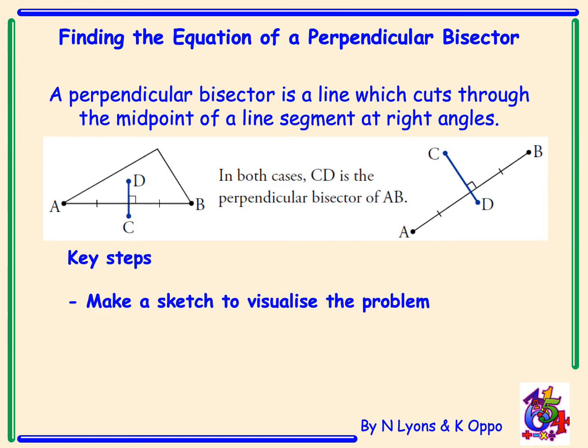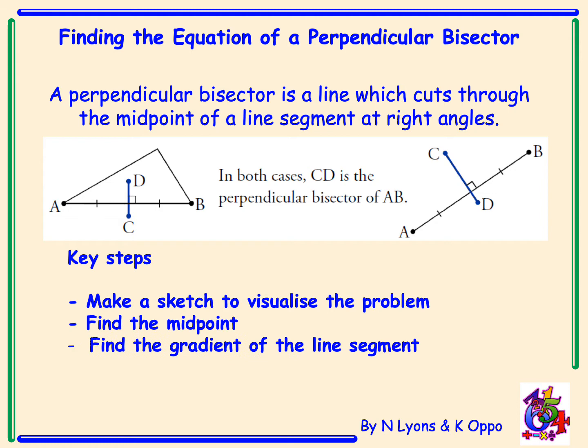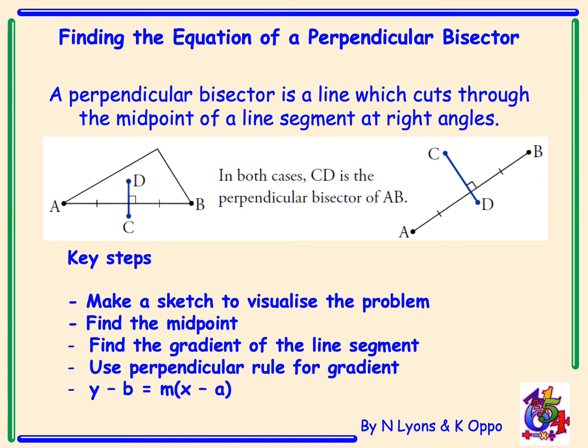Key steps: make a sketch to visualise the problem, find the midpoint, find the gradient of the line AB, use your perpendicular rule, and finally use y minus b equals m bracket x minus a.